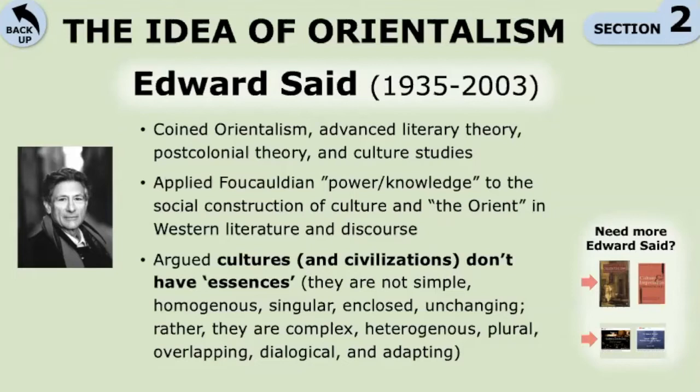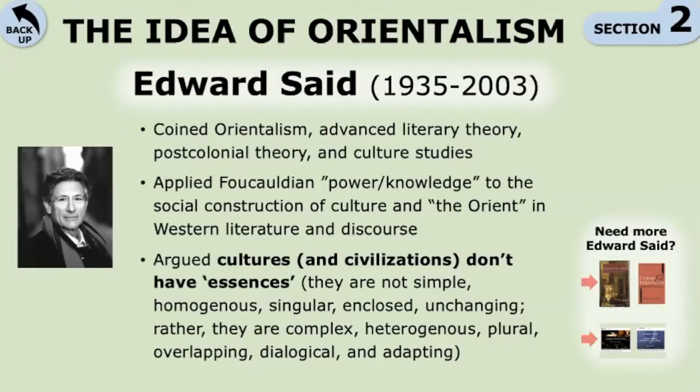Most importantly for our purposes here, Edward Said argued that cultures, indeed civilizations, don't have essences. By essences, we mean unchanging, timeless truths. So cultures, he's arguing, are not simple, homogeneous, singular, enclosed, unchanging. Rather, they're complex, heterogeneous, plural, overlapping, dialogical, and adapting. In other words, cultures blend together. They influence each other. They change. They struggle internally with their own identity. It's not so simple as we are this way and they are that way.